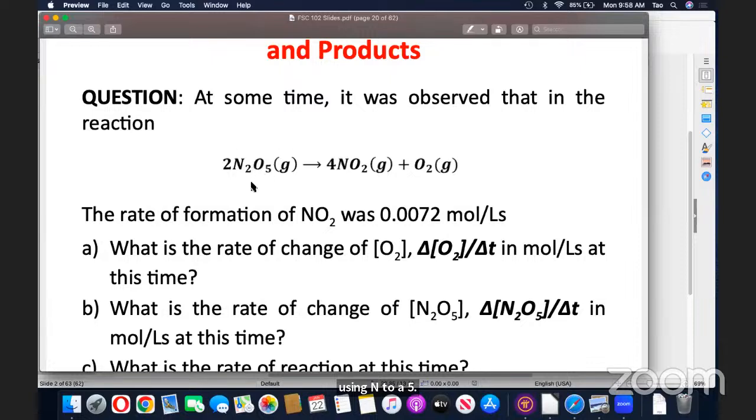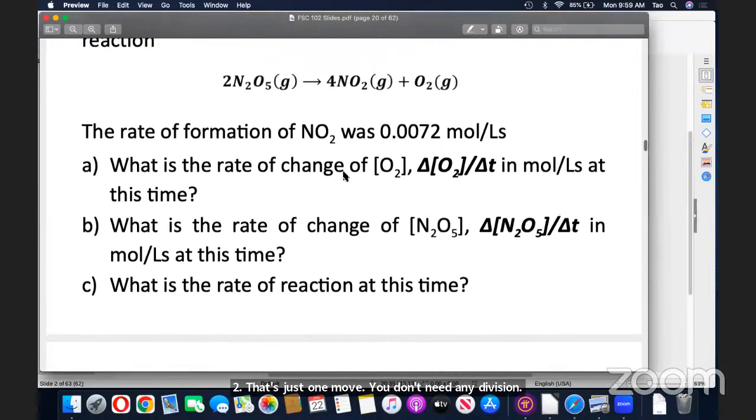Sorry, whatever you have here, you divide it by 2. If you're using NO2, you divide by 2. If you're using O2, that's just 1 mole. You don't need any division. Whichever one already has a mole ratio in front of it, apart from 1, you try to divide. You try to divide that one.